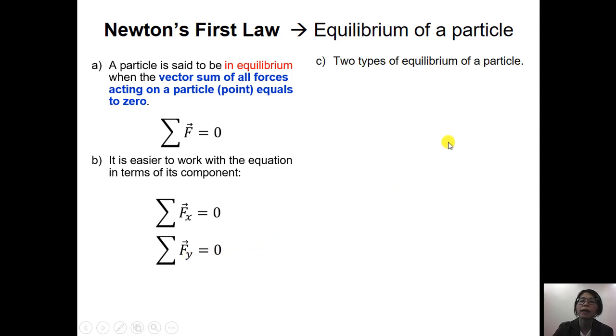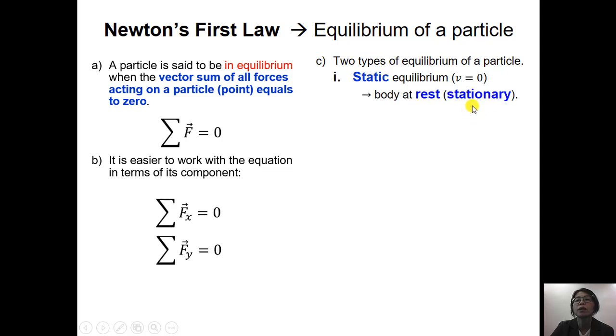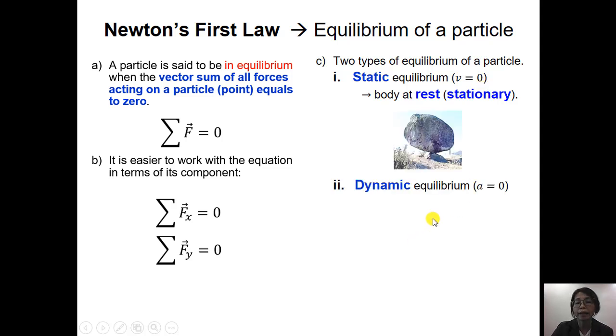So basically, there are two types of equilibrium for particles. First one, we have what we call static equilibrium. So what is meant by static equilibrium? Static equilibrium means the object is at rest, stationary. So the velocity will be 0. Second one is what we call dynamic equilibrium. So what is meant by dynamic equilibrium? Dynamic equilibrium means the body is moving at uniform or constant velocity. So we understood that constant velocity means our acceleration is equal to 0.